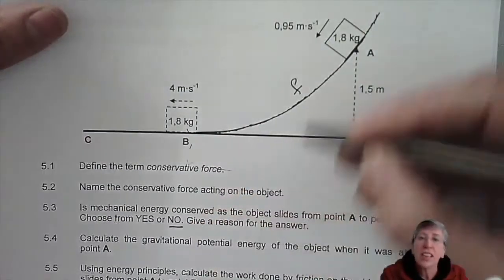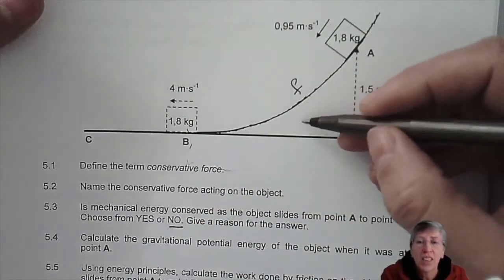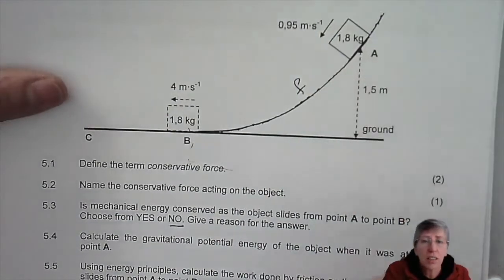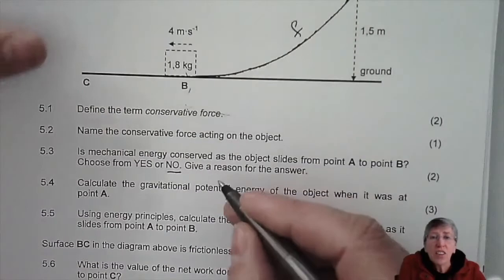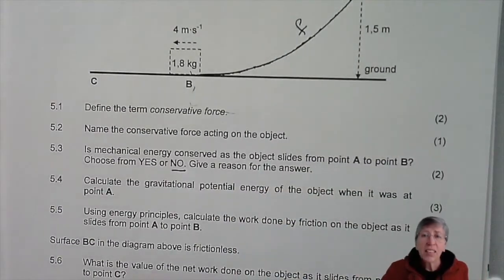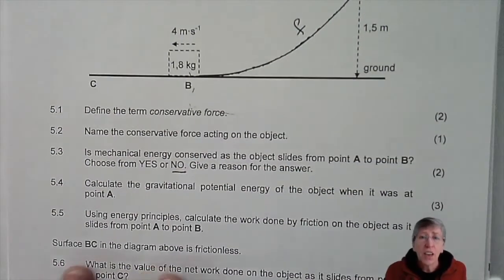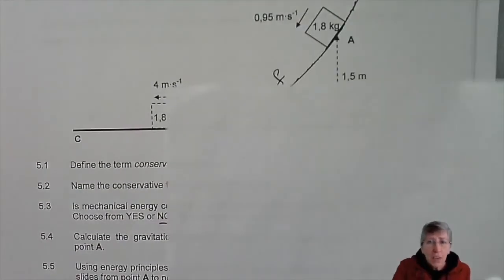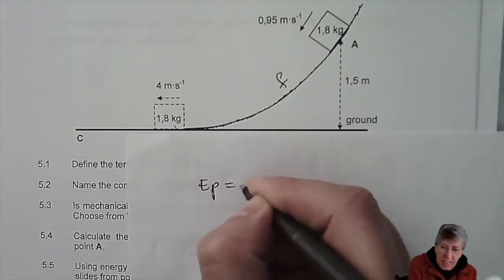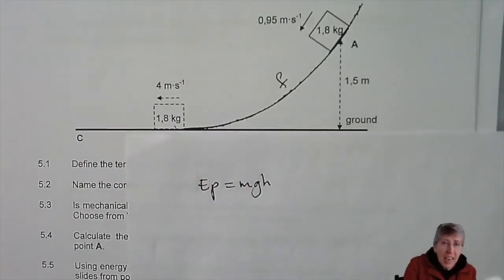And then you had to say there's friction, or to say there's a non-conservative force, or even to say it's not a closed system. Next, calculate the gravitational potential energy of the object. Now, guys, don't go thinking difficult. Always start and try the easy way. The easy way would be to say potential energy is given by mgh.